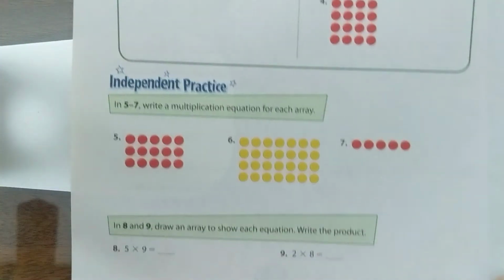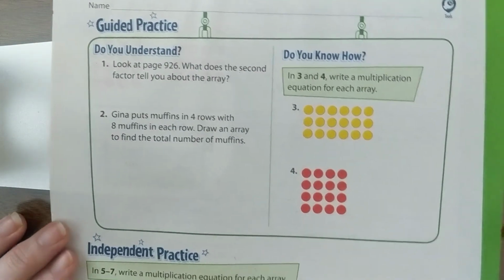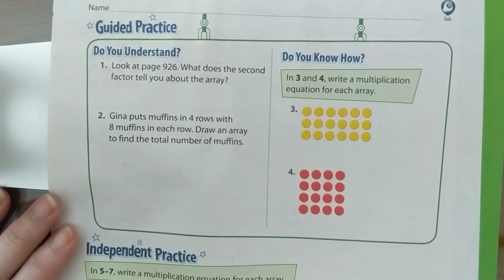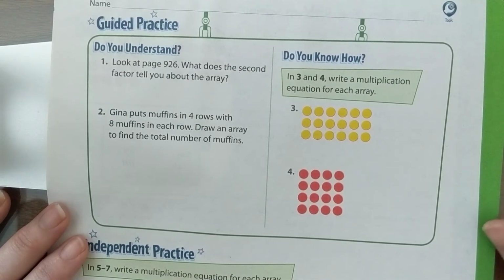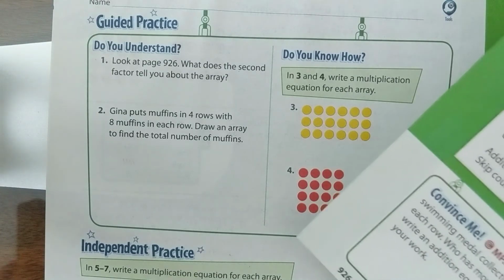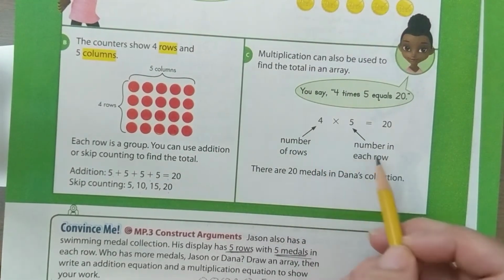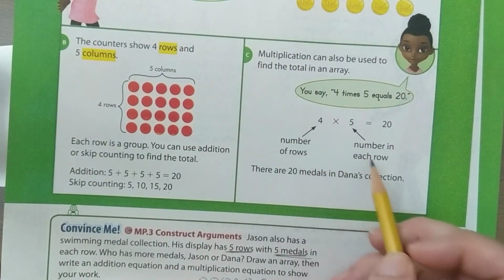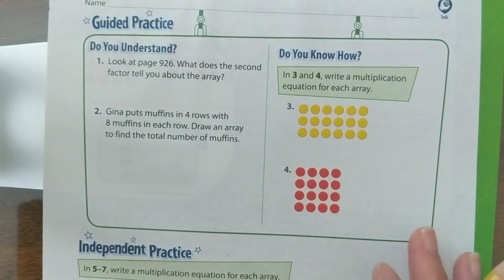Okay. Now once again, I'm going to do only the odd numbers, and you are going to do the even numbers as your independent work at home. Look at page 926. What does the second factor tell you about the array? So let me bring this back up. The second factor. So here's our second factor. What does the second factor tell us? The number in each row.